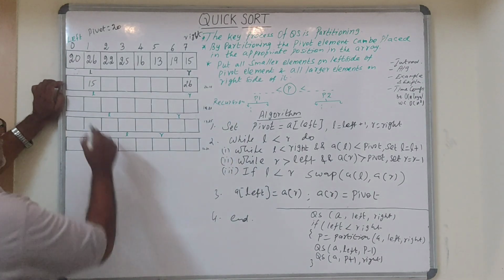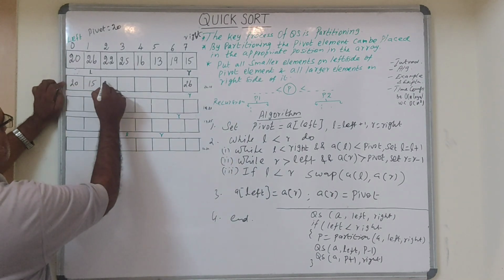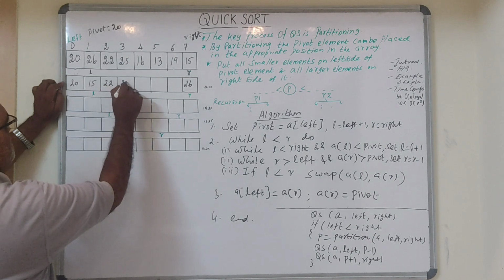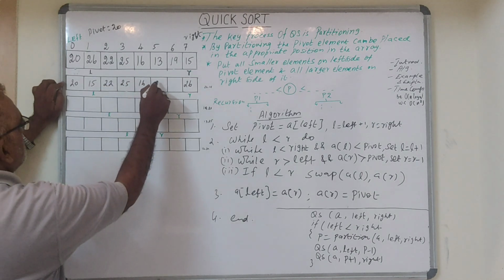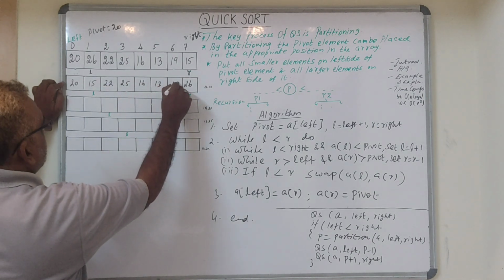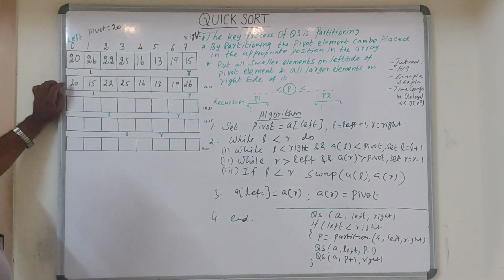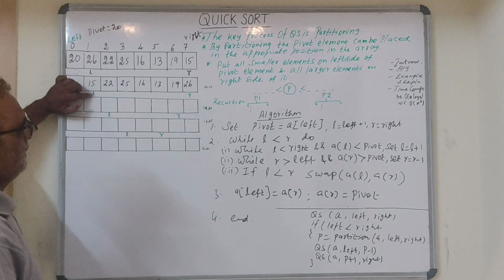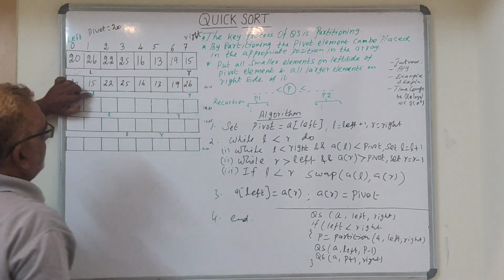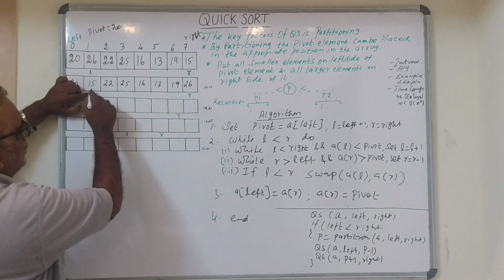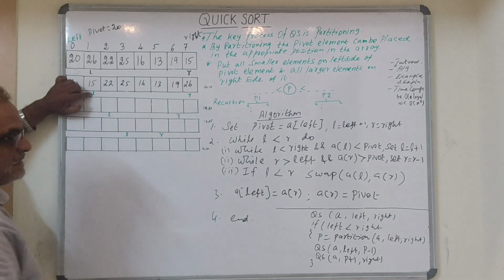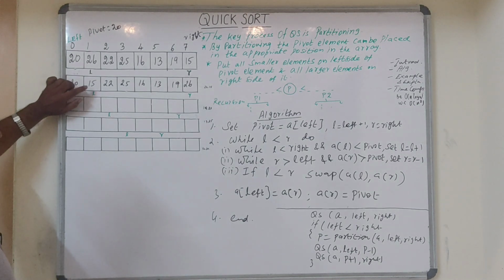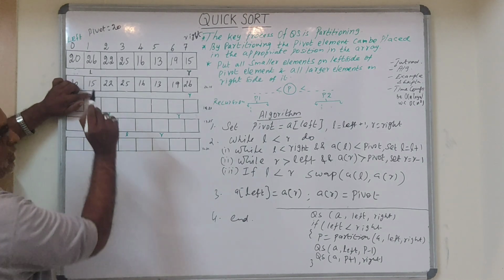Okay, the remaining other values are the same. It is 22 and this is 25, this is 16, 13 and this is 19. Now the position of this pointer, that is L, is here and the R value is here. Again you have to check the condition, that is, 15, is it greater than 20? Now increment the value of L.